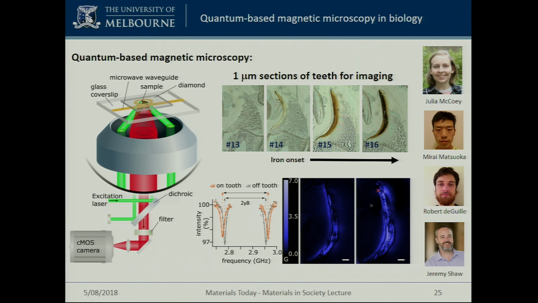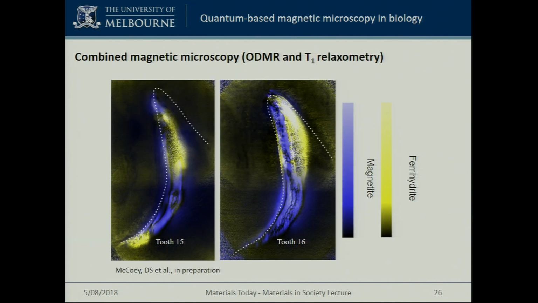So here we're limited by 300 nanometers. And so you can see that when you're on the tooth, you get ODMR that is split, and when you're off the tooth, we get a weaker field. So we can measure the fields coming from these teeth. What's more, we can look at the precursor mineral as well. So I haven't got time to explain what T1 relaxometry is, but there's a different imaging mode which can detect fluctuating magnetic fields, and we do that with what we call T1. And ferrihydrite, which is the precursor mineral, is super paramagnetic, so it has a fluctuating magnetic field.